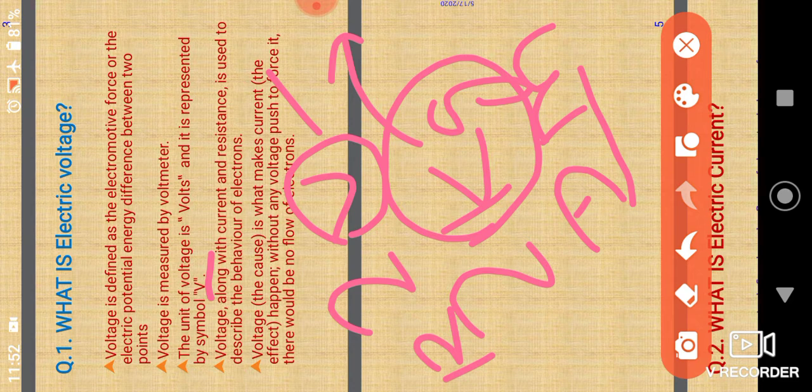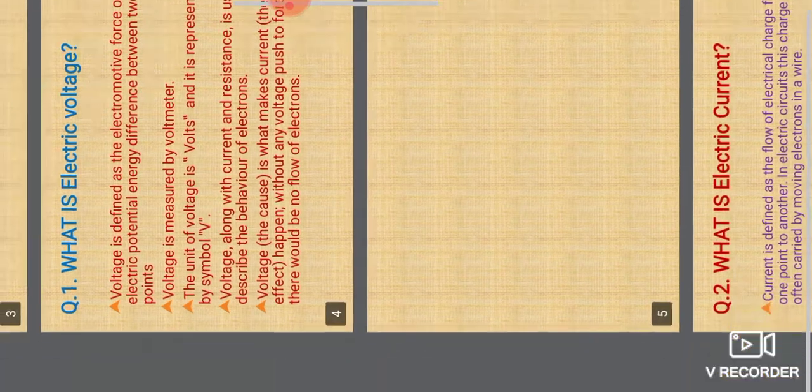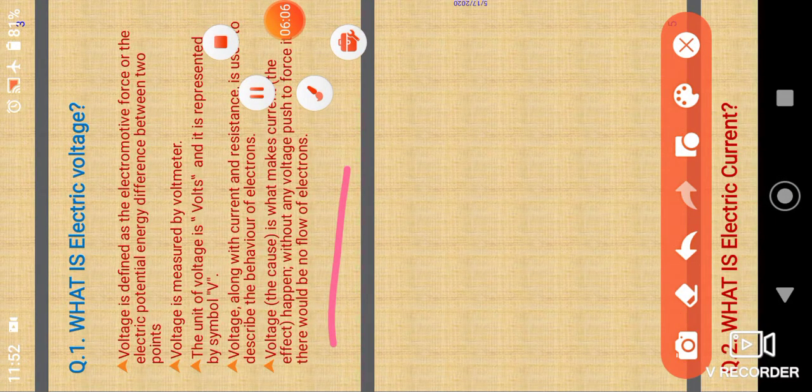Okay, we'll proceed. Voltage along with current and resistance is used to describe the behavior of electrons. How? Now again question came, how? How voltage along with current and resistance is going to describe the behavior of electrons. To understand these things, we need to understand the last paragraph. Last paragraph is this one.